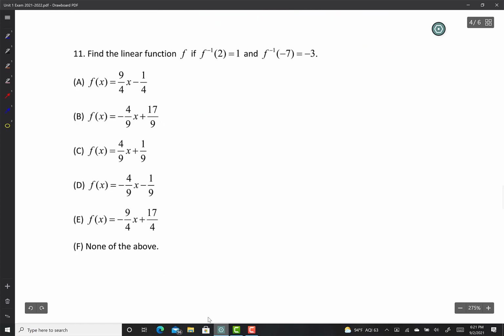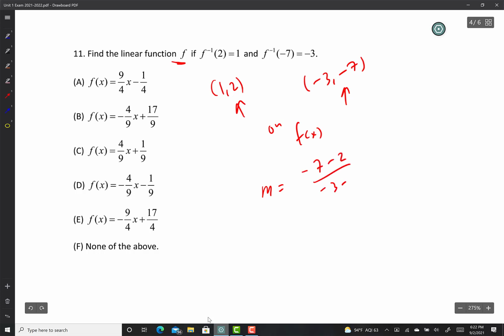These are points on the inverse function, guys. So I don't want the inverse. It says to find f. So that means 1, 2, and negative 3, negative 7. These points are on f, or on f of x. So let's find my slope. My slope, negative 7 minus 2 over negative 3 minus 1. Negative 9 over negative 4. So I see a positive 9/4. That's the only one I see with a positive 9/4.